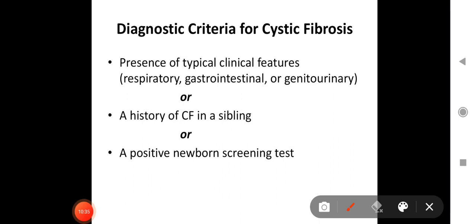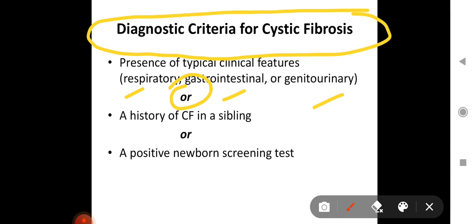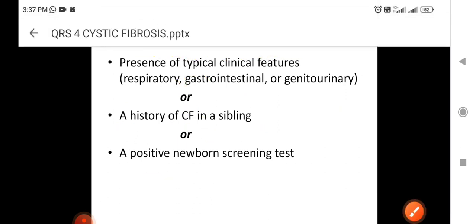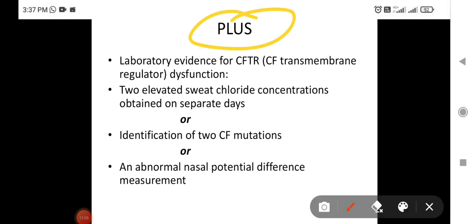Now, diagnostic criteria of cystic fibrosis. This question may be asked as a short note, 5 marks question, in DNB theory exams for any MD or DCH exam. So, presence of typical clinical features like respiratory, GIT and GUT, or a history of cystic fibrosis in a sibling, or a positive newborn screening test for cystic fibrosis. If any one of them is seen, plus, now this is plus, any one of those three plus laboratory evidence of CFTR dysfunction.